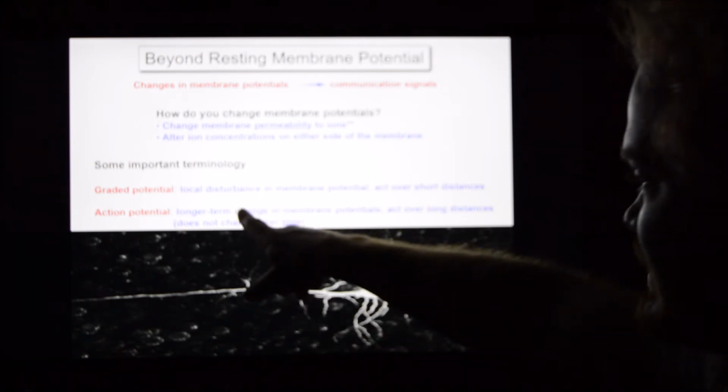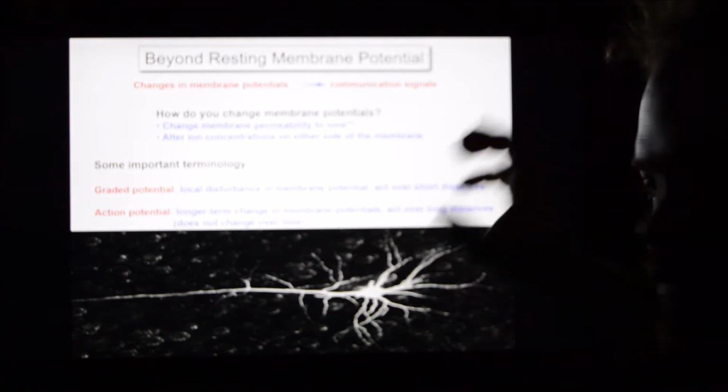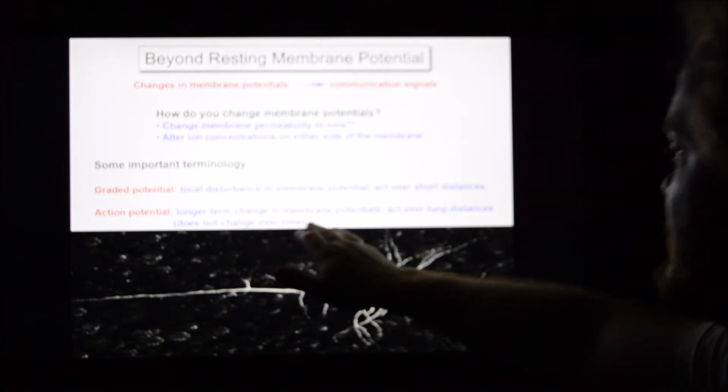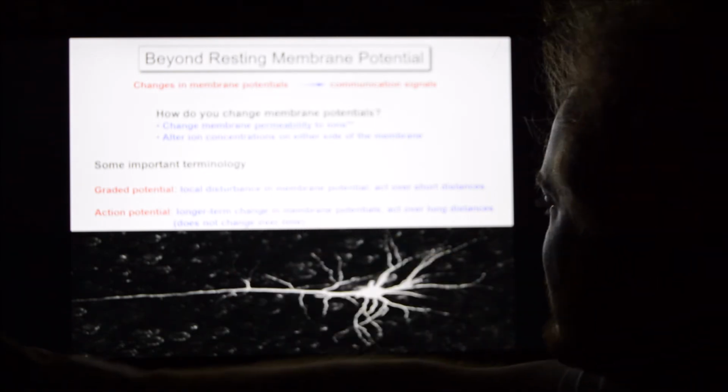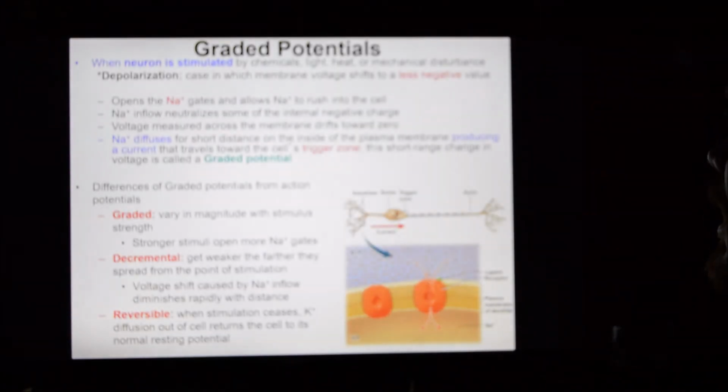Graded potentials are local disturbances. They move over short distances on the dendrites. Action potentials are long-term changes in the membrane potential acting over long distances, dealing with the axons primarily. All right, so graded potentials. We sort of already have done this. I'm just going to run you through it very simplistically.